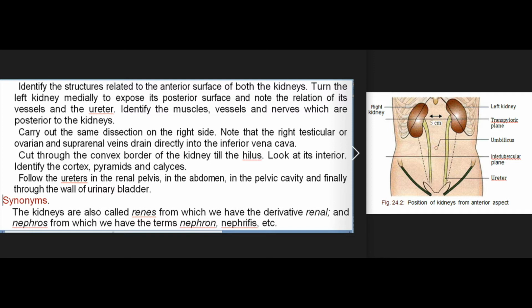Follow the ureters in the renal pelvis, in the abdomen, in the pelvic cavity and finally through the wall of urinary bladder. Synonyms. The kidneys are also called renes, from which we have the derivative renal, and nephros, from which we have the terms nephron, nephritis, etc.